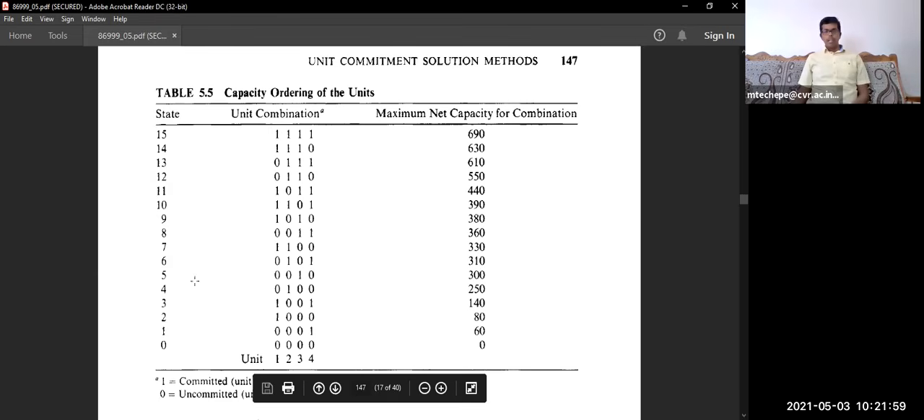For the first time, everything is zero, so only the fourth generating unit should be on. For the second hour, only the first generating unit. These are the generating units: generating unit one, two, three, and four.